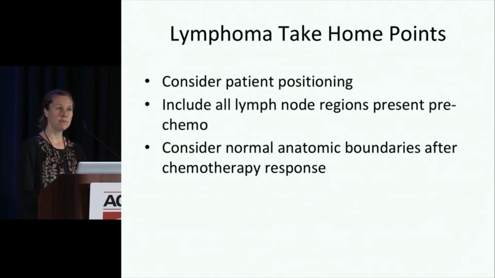We need to include all the lymph node regions that were present pre-chemotherapy, but we don't need to be covering areas that weren't involved. And also consider normal anatomic boundaries. Again, where the disease has regressed, please don't contour normal tissues after that chemotherapy response.